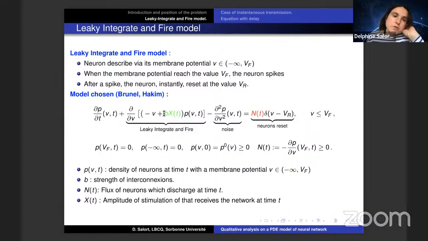There is another term, which gives the coupling between the neurons, which is here, b x of t. So b is a constant, a parameter which can be positive, negative or equal to 0, and x of t models the amplitude of stimulation that the network receives at time t. So in the equation, it is a Fokker-Planck equation with a diffusion due to the noise. The neurons which discharge come back to the value VR, and there is a drift term, which is given by the integrate-and-fire model.